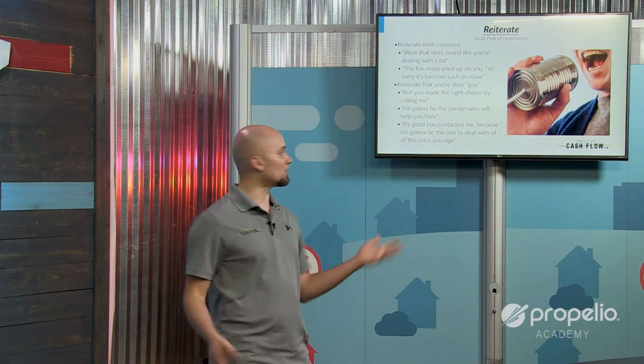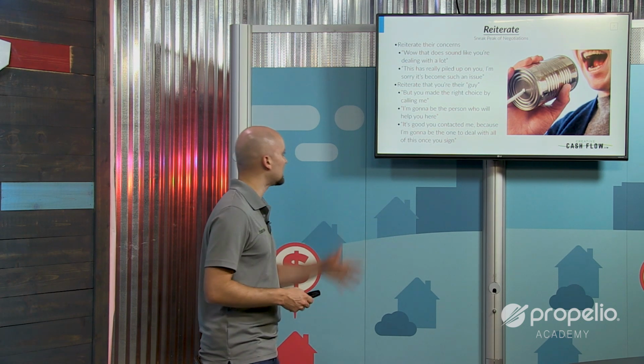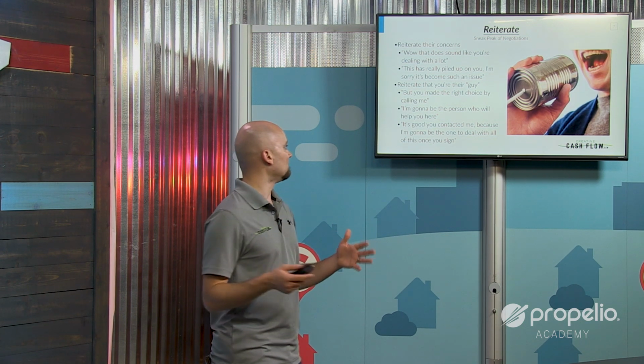And that's either through throwing a lot of stuff out here. "Hey, I'm the person who's going to be able to help you out here. It's good that you contacted me because I'm going to be the one that deals with all of this stuff once you sign." That kind of confidence. Or you can talk about something I like to do, which is: most people that I talk to in this situation choose to sell me their house this way. It's really subtle and really easy to say, but that's the social cue that people need to see in order to decide to go with you.